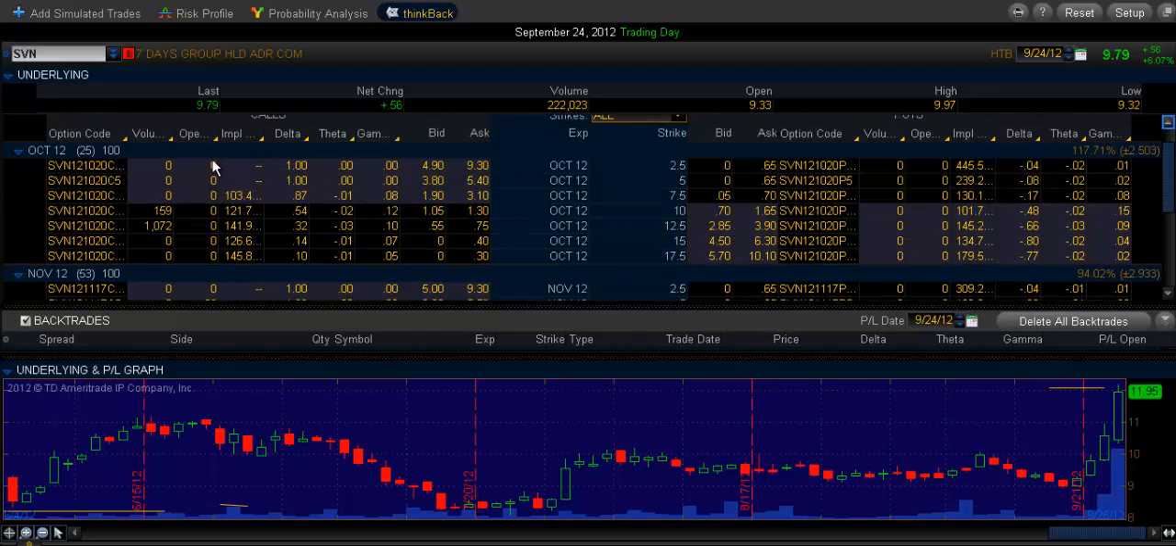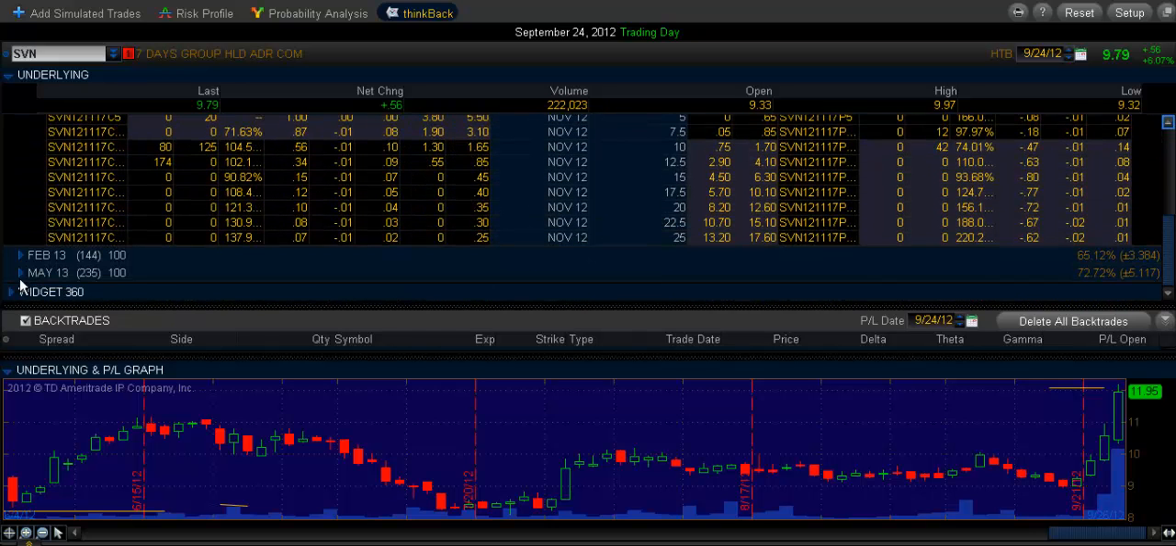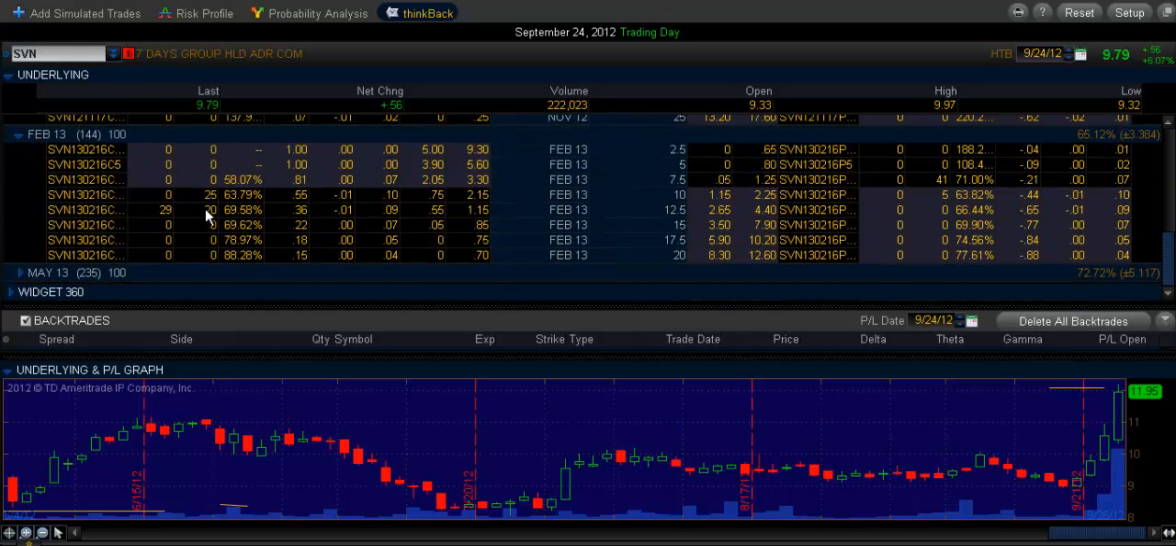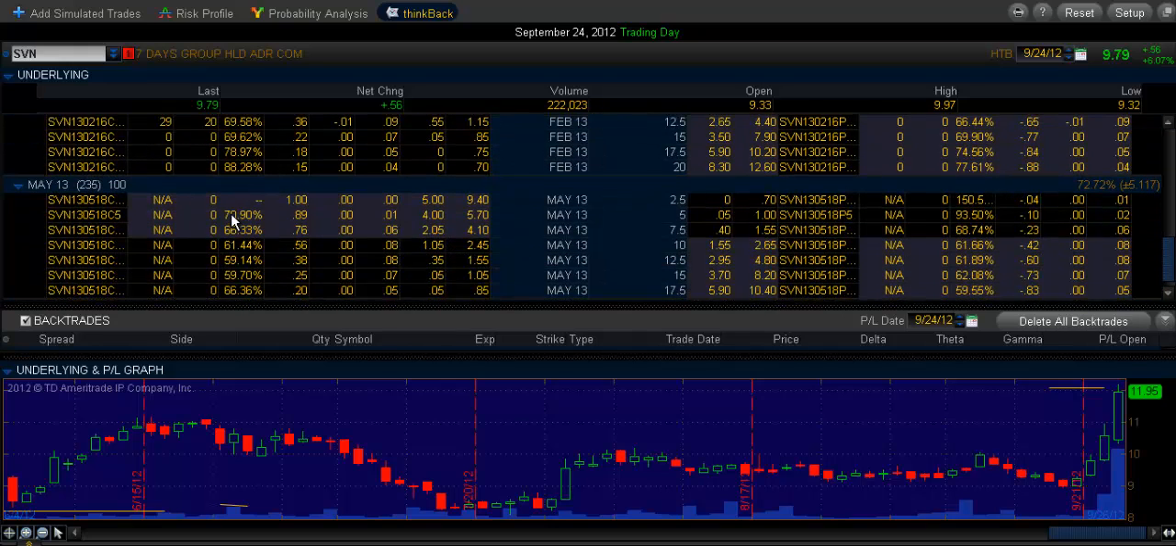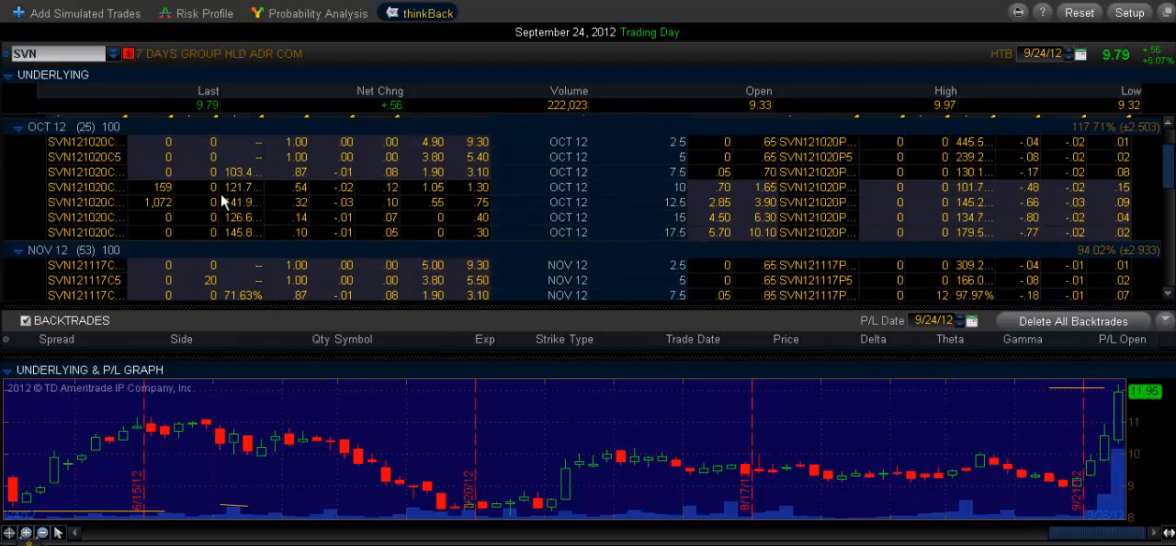Well, if we look here, the option open interest here is zeros. And we look in November, very thin as well. We even look out in February. This one does not trade very often. And it's a Chinese name. It's an ADR, you can see here.